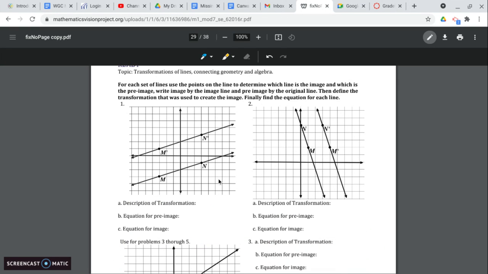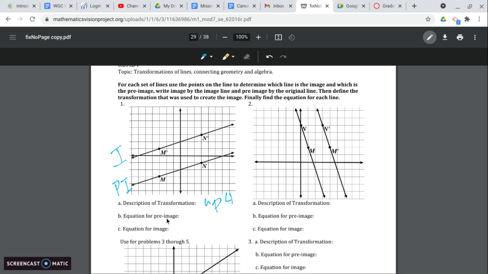Looking at this, we have m prime and n prime. Because it's the primes, that means it's our image. So this is our pre-image. Now, what's the transformation? How do we get from down here up to here? Well, we translated up how many? 1, 2, 3, 4. So we went up 4.